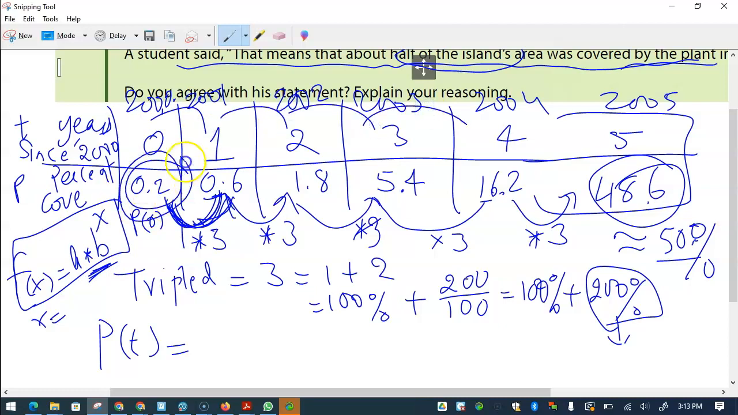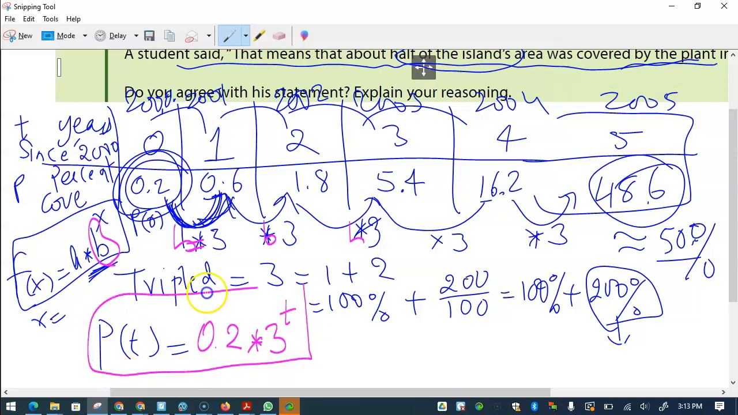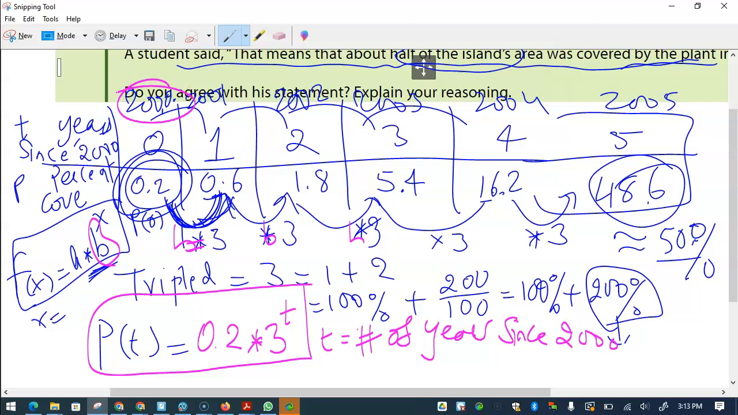In the beginning you have 0.2, so that 0.2 will go right here, times b, which is 3, raised to t. And you're done. Here t is the number of years since 2000, the start year, right? So that's where it starts, and then you can figure out any time.